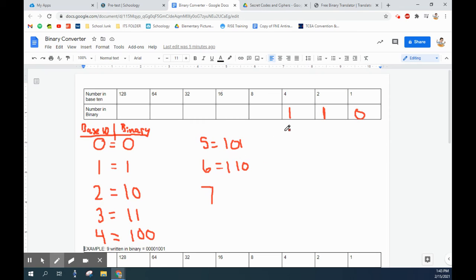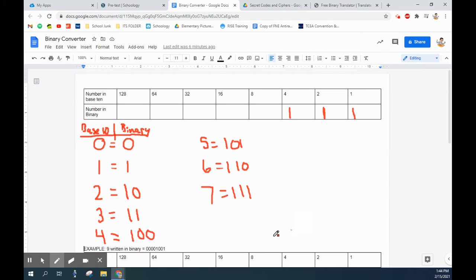I know 1, 1, 0 is 6, right? 4 plus 2 equals 6. So how would you write 7? Would you need to change anything? If you're yelling at your computer right now saying, yeah, Mr. Rainey, you'd put a 1 right here because that shows you need a 1, right? 4 plus 2 plus 1 equals 7. Oh, so 1, 1, 1 in binary would be 7. Okay, that's very smart of you.